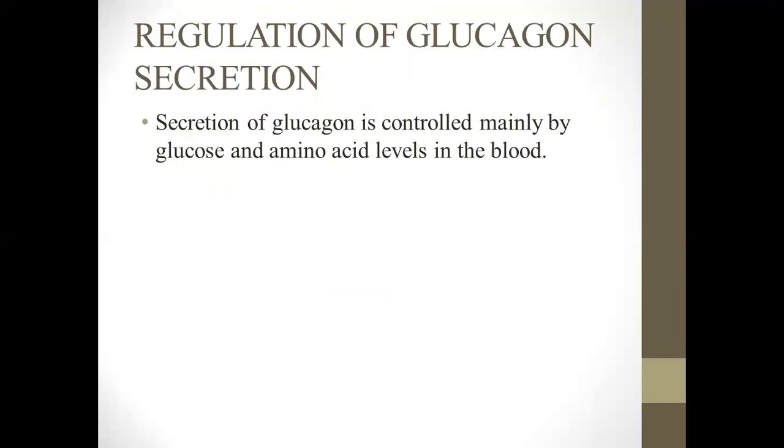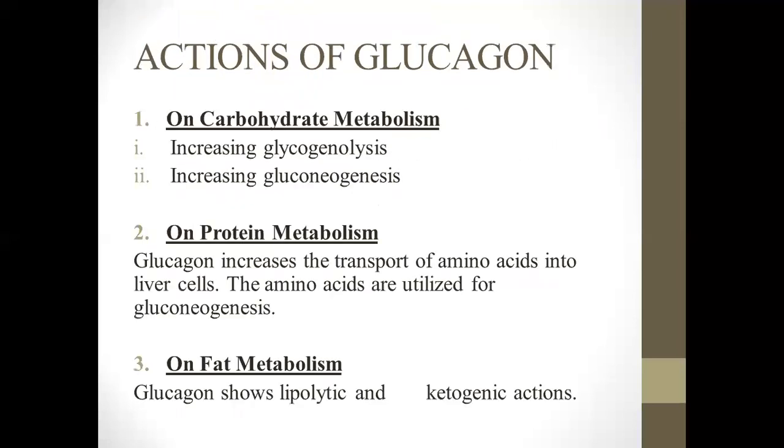So glucagon function is mainly on the carbohydrate metabolism. It inhibits glycolysis and increases the gluconeogenesis of the protein. It will cause the glycogenolysis, the transport of the amino acid, and on the fat, it will cause lipolysis and ketogenesis.